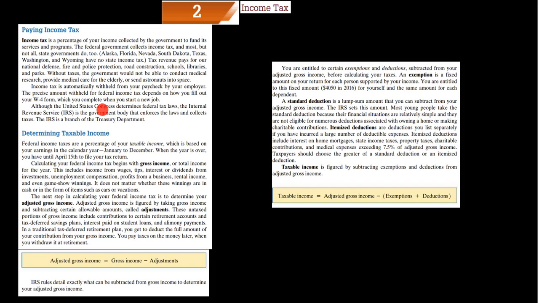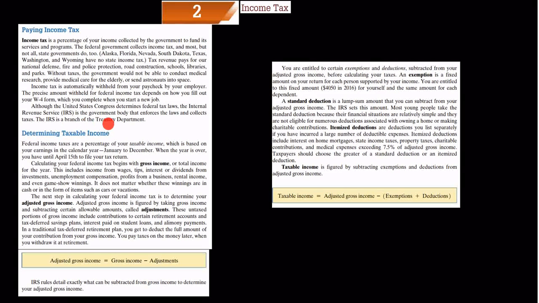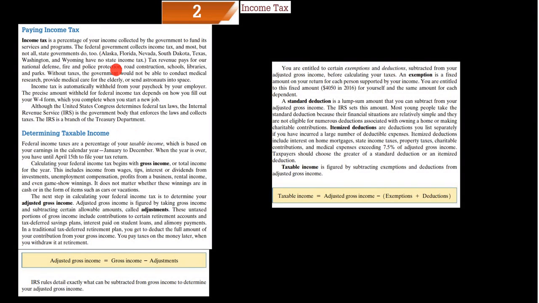Although the U.S. Congress determines federal tax laws, the Internal Revenue Service is the government body that enforces the laws and collects taxes. The IRS is a branch of the Treasury Department. I have such a disdain for paying taxes, and I'm sure many of you do too. If you don't already, you will later on in life.